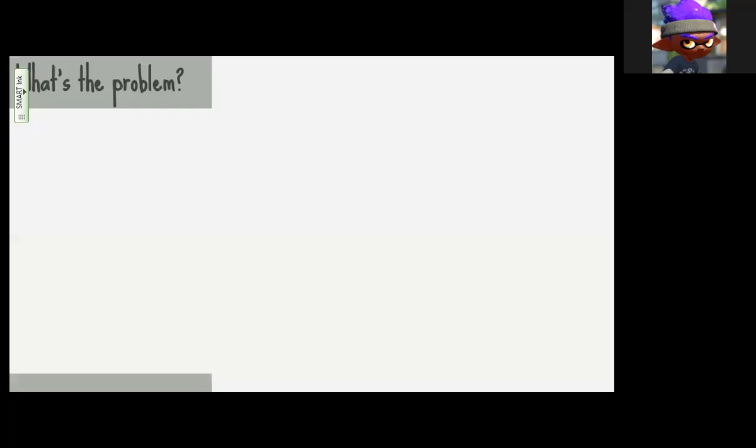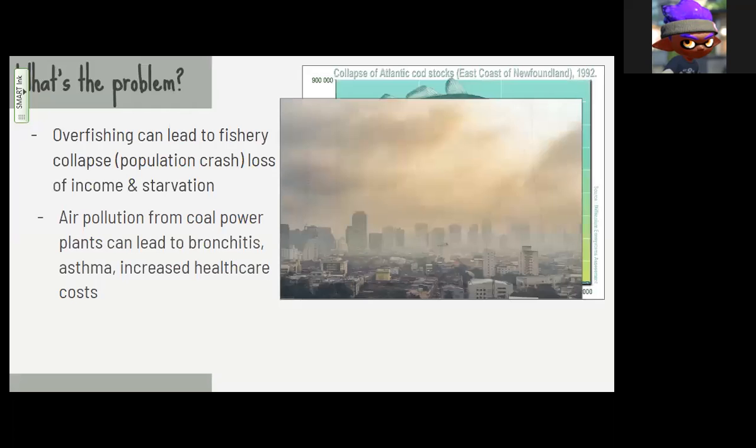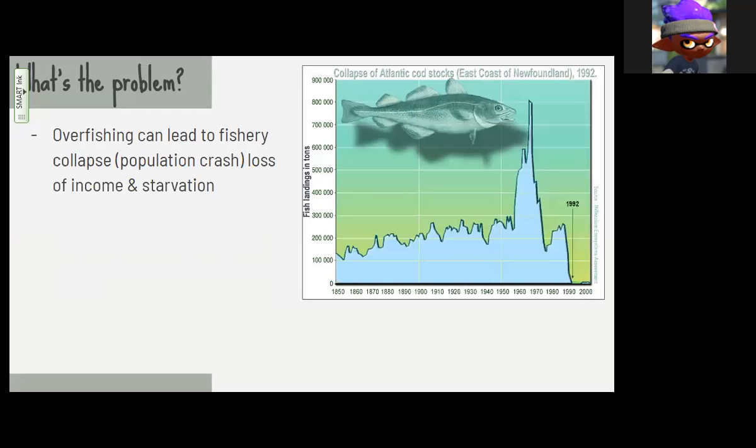But yeah, could be problems as well. So what's the problem in the tragedy of the commons? Once again, we talked about overfishing. We talked about the complete drop off in fish stocks all over the world because of this.